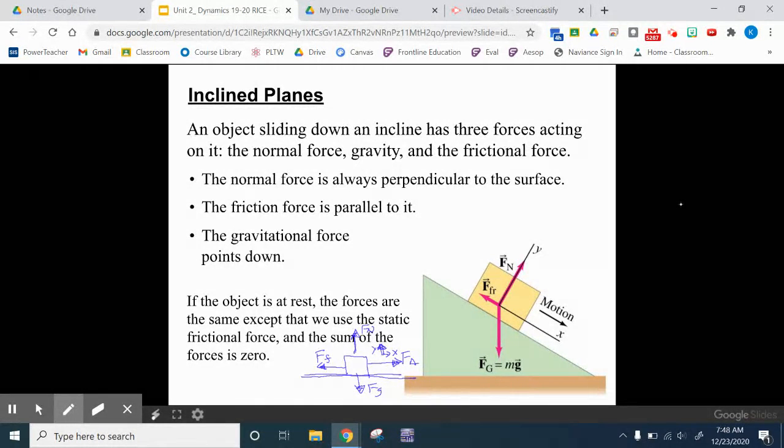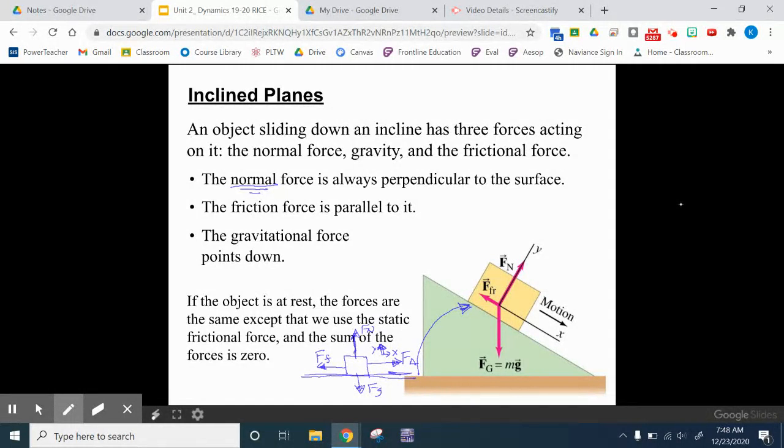Now, when we shift to inclined planes, we take this horizontal surface and tilt it up so that we get a surface that's on an angle. When we do that, we take a lot of things with us. By that, I mean the normal force. If you remember, the definition of normal in engineering terms is perpendicular. So that force is always perpendicular to the surface.